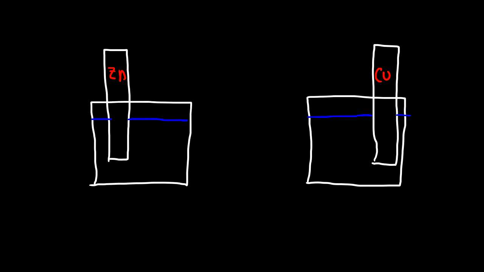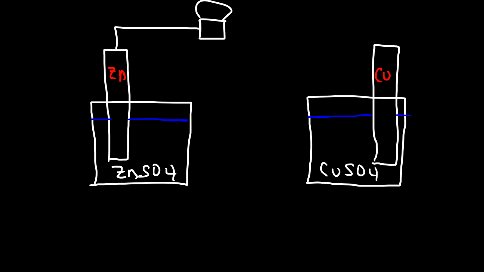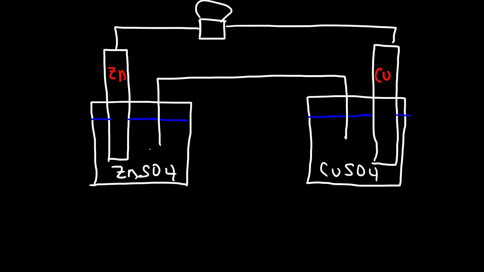The half cell on the left is going to contain a solution of zinc sulfate, and the one on the right is going to contain a solution of copper sulfate. Now I'm going to connect each electrode to a wire and to a light bulb, or you could use a meter if you want. Now we also need a salt bridge to prevent the buildup of charge between these two solutions. Now let's talk about what's going to happen.